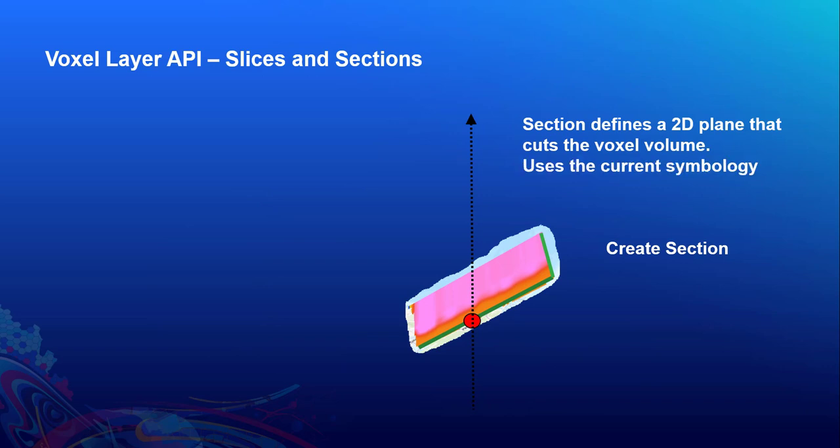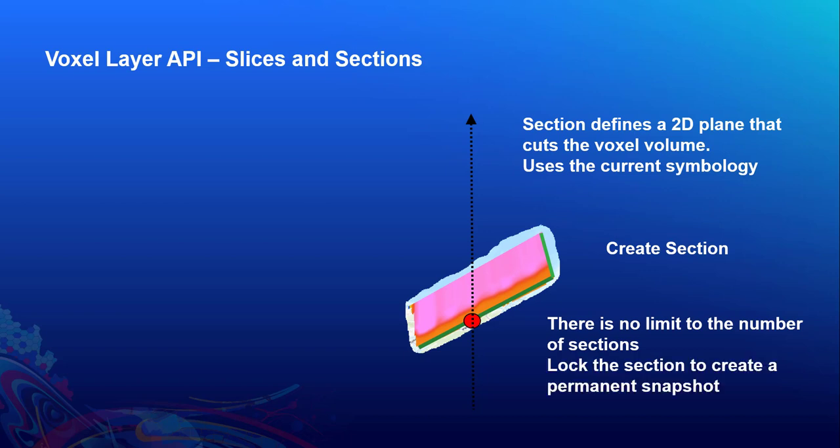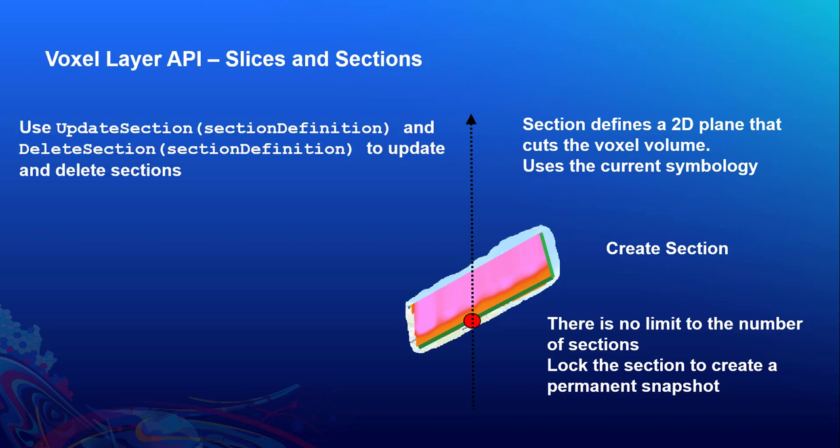It will use whatever is the current symbology of the voxel layer, and there is no limit to the number of sections that can be created. To preserve the symbology, location, orientation, and tilt of the section, you can lock it to create a permanent snapshot. Use update section and delete section with the respective section definitions to update and delete sections, respectively.